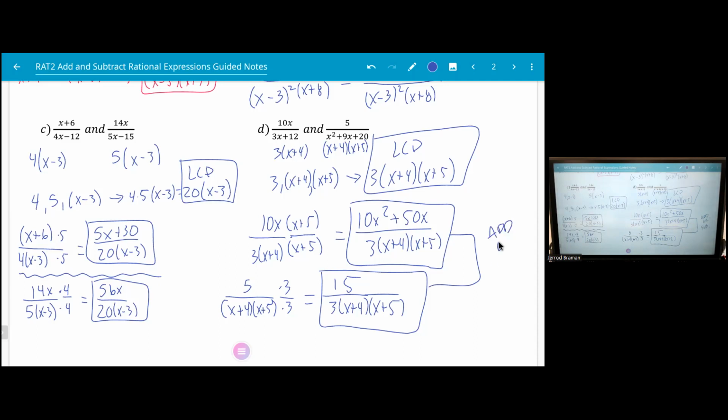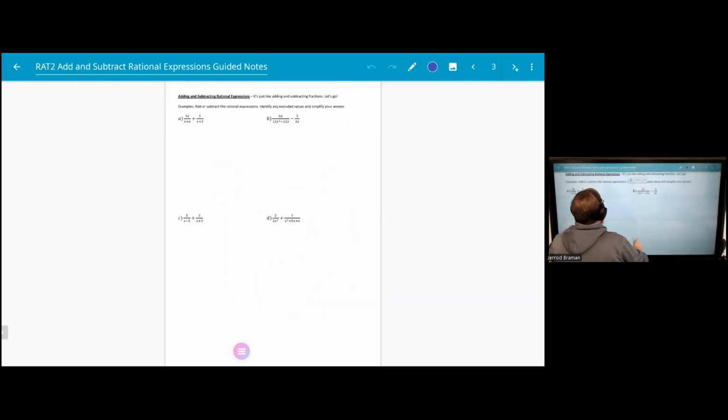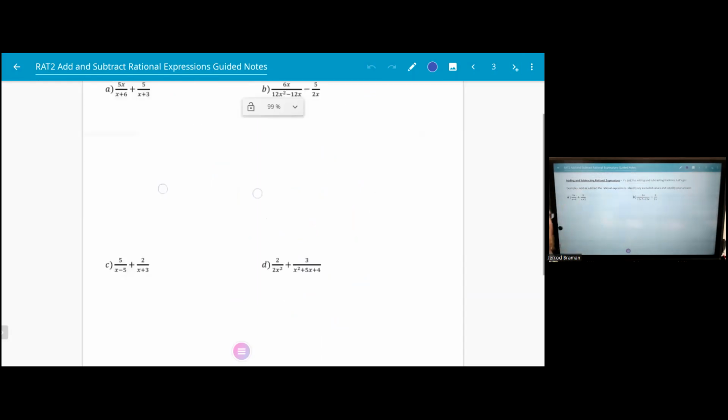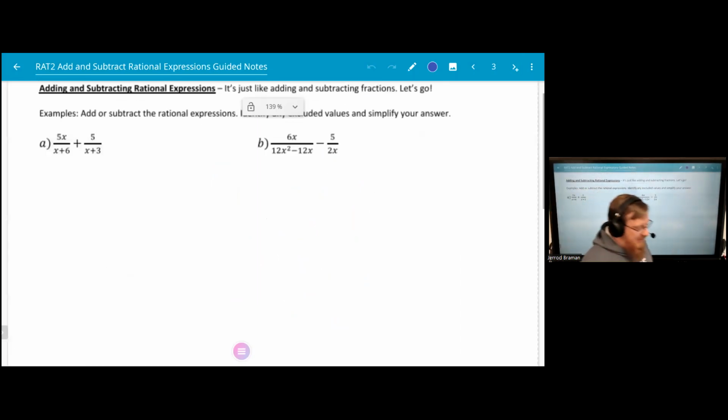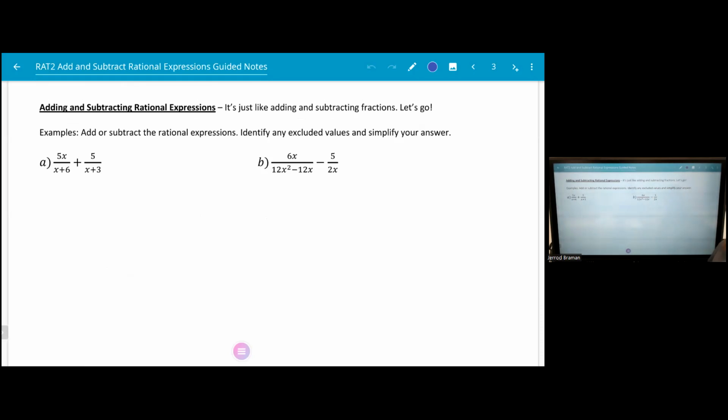I could add or subtract these two rational expressions. I could do that. I'm not going to, because I got some different ones that I want to do. I'll show you guys that. We're going to go to the last page of these guided notes, and we are going to do the 3 level we're looking for. It says adding and subtracting rational expressions is just like adding fractions, which you guys love. I know you guys love it. We can do this. Let's go ahead and go.